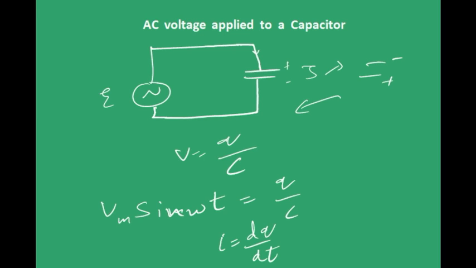So from this, what can I write? Current is nothing but d by dt of charge. What is charge? C into Vm into sin omega t, from this equation. Now C and Vm are constants, so I can write current as Vm into C into cos omega t, and I have omega here. So this is my current, right?